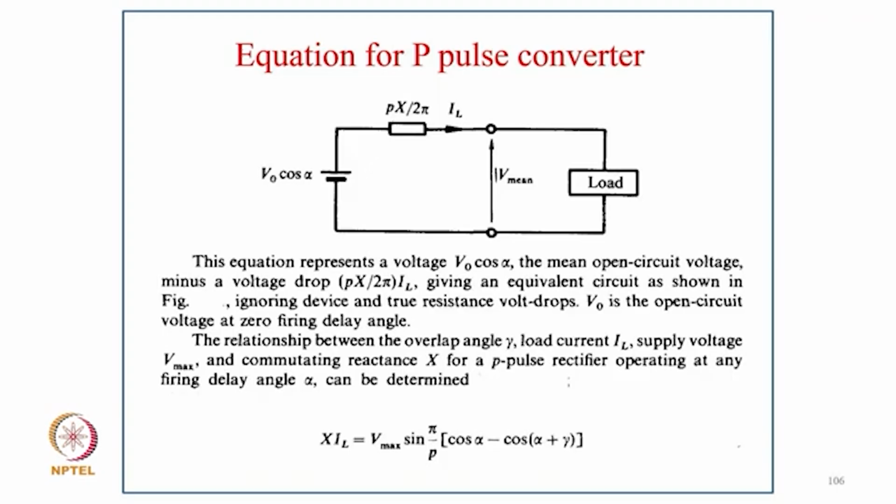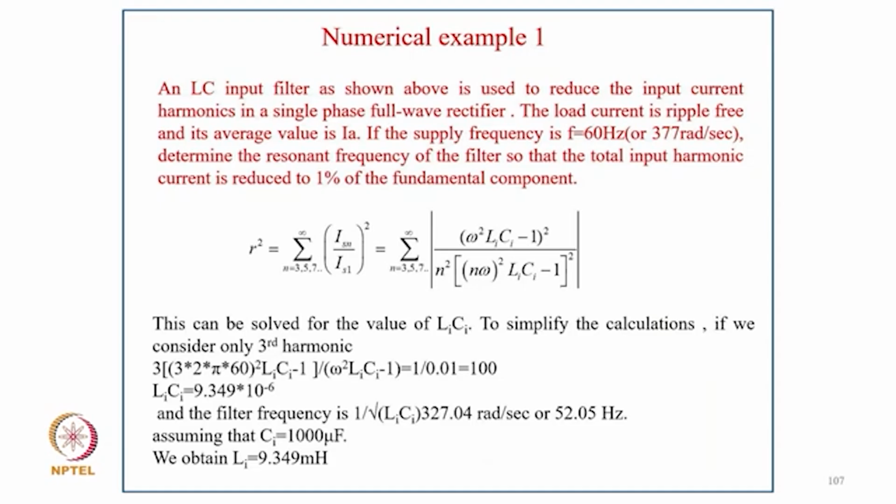The relationship between the overlap angle gamma, load current, supply voltage V max and commutating reactance for a P pulse rectifier operating at any firing angle alpha can be found out: X IL equals V max sin pi by P in brackets cos alpha minus cos alpha plus gamma.